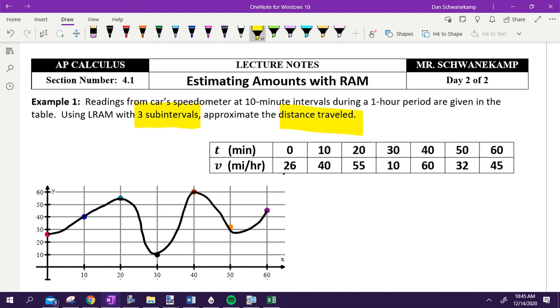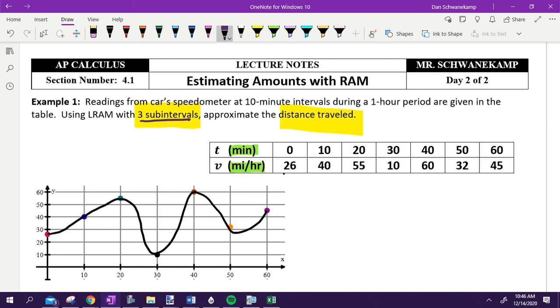distance traveled during that 1-hour period. Okay, one thing we have to pay attention to. This does not happen often, but I've seen it happen once in about 10 years of calculus exams. Notice that this is in minutes and this is in miles per hour. The units don't match. We want the units to match. We'll adjust. Okay, so we want to go into 3 sub-intervals. I'm going 60 minutes, 3 sub-intervals. How wide does each interval need to be?